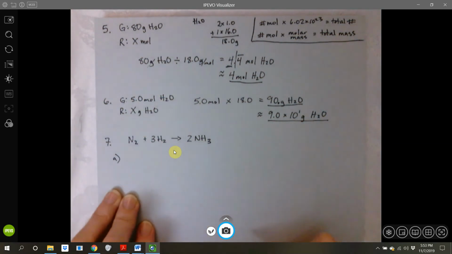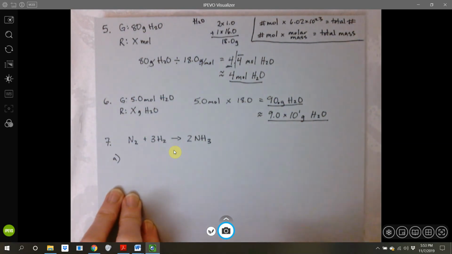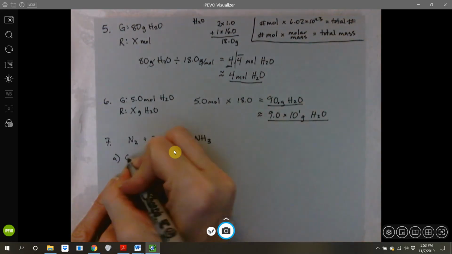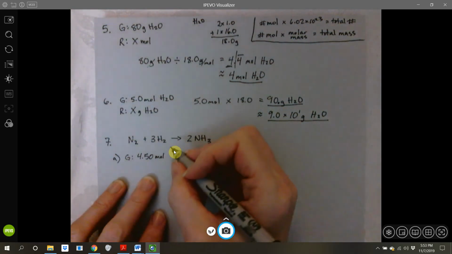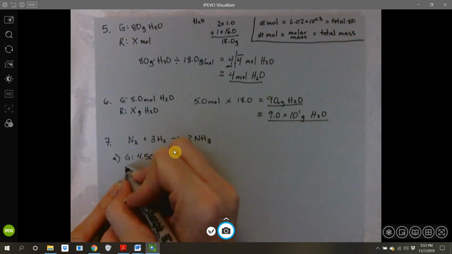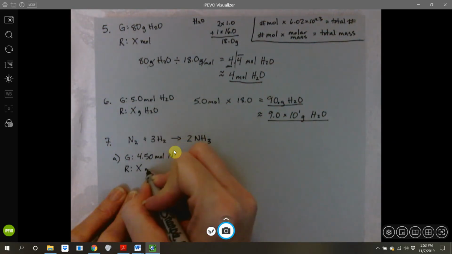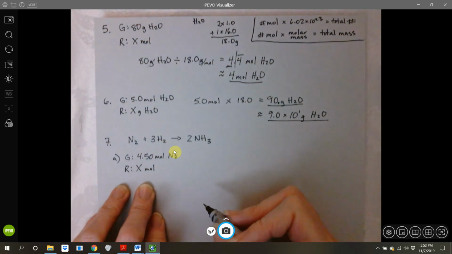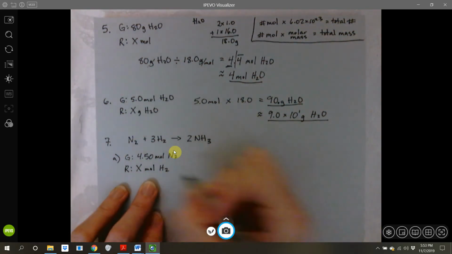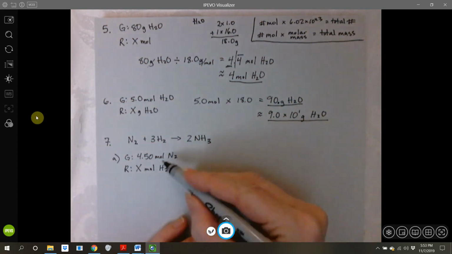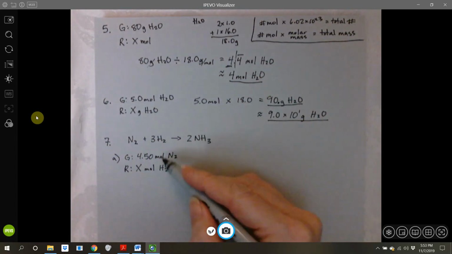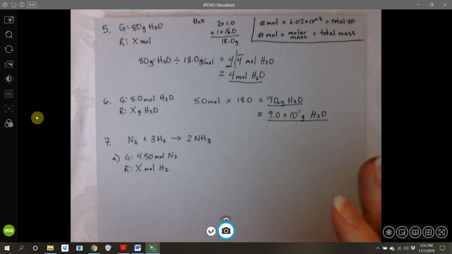7a asks how many moles of hydrogen will combine with 4.50 moles of nitrogen. So they gave us 4.50 moles of nitrogen, which is N2. We need to find some number of moles of hydrogen, which is H2. Now you can notice that there are 2 different substances involved. They're all moles, so we don't have to worry about masses anywhere.